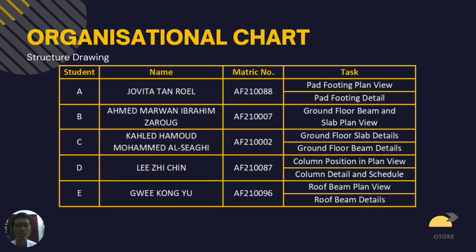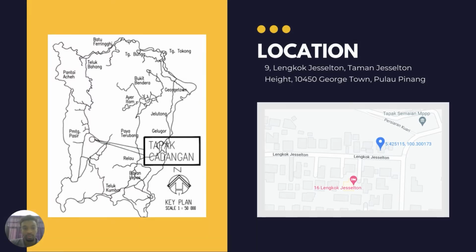For me, I do the column position in plan view and column details and schedule. Student E does the roof beam plan view and roof beam details. The location of the house: 9 Glencoe Jalan, Taman Jalan High, 10450, Georgetown, Pulau Pinang.